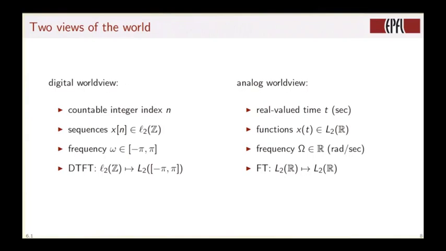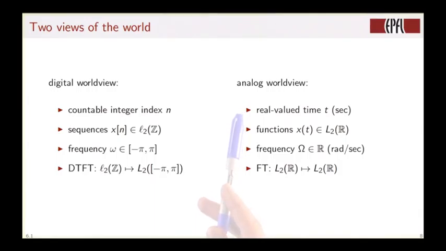To make it slightly more mathematical, the digital view is you have a countable index, so x of n, where n is an integer. So we have sequences, and we like to have sequences that are square summable, so x of n is in L2 of Z. We have a frequency that is limited between minus pi and pi, and we have a Fourier transform called the discrete time Fourier transform, which maps from L2 of Z to L2 of minus pi to pi.